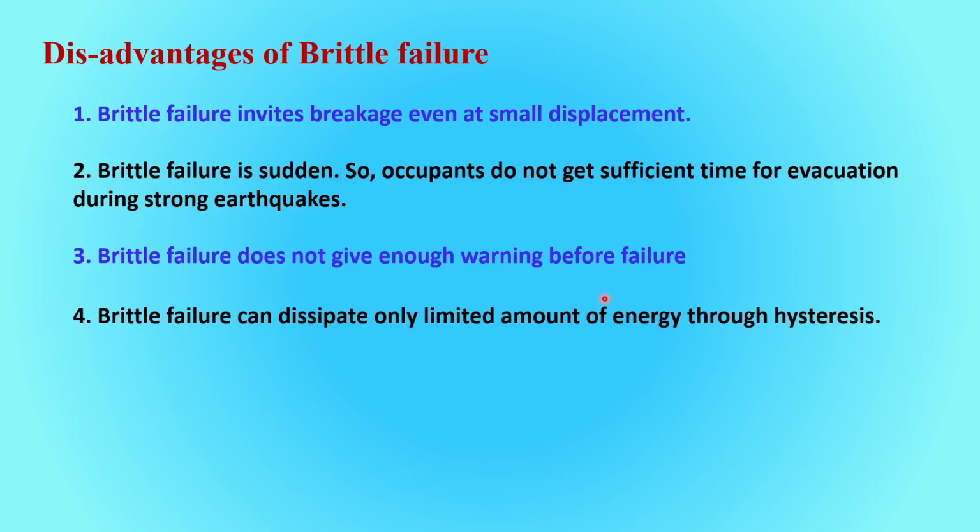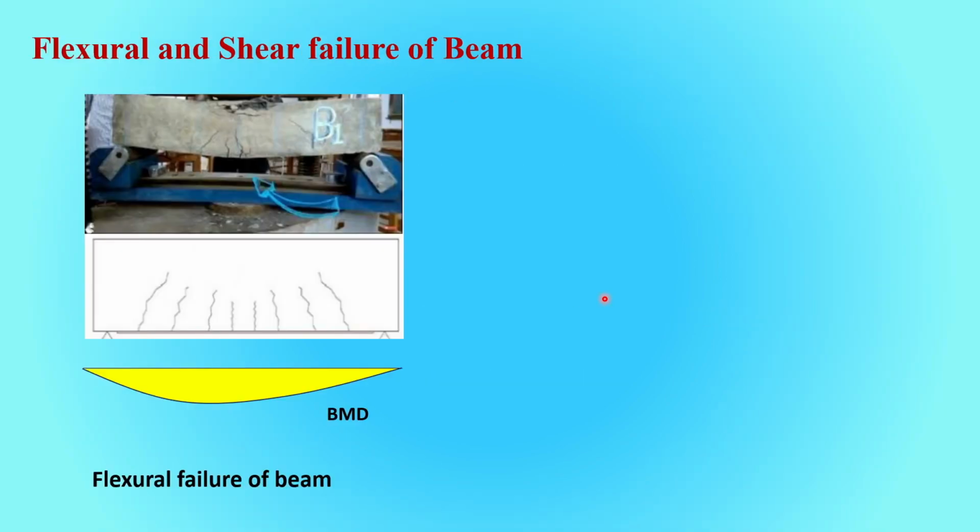Brittle failure can dissipate only a limited amount of energy through hysteresis that we have seen in the previous slide. Brittle failure leads to easy collapse of structure. Now let us see exactly the flexural and shear failure of beams. A flexural failure is gradual, it is a ductile failure.